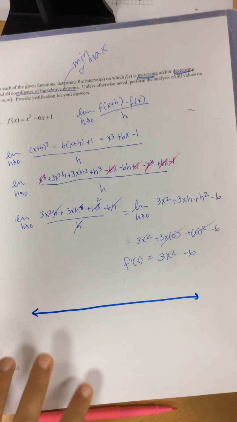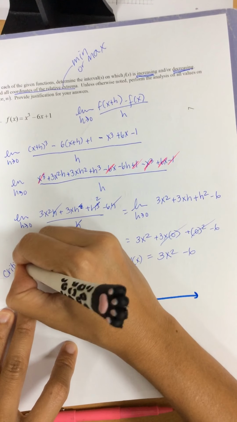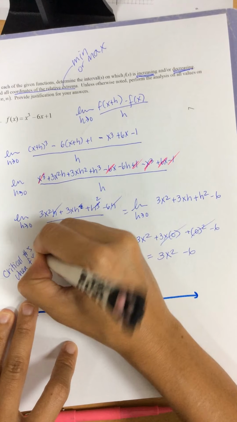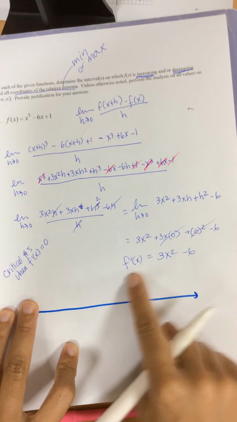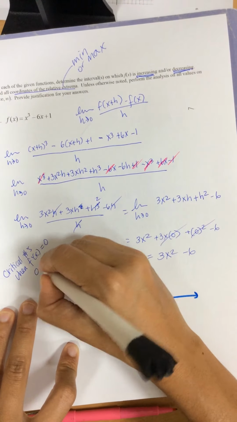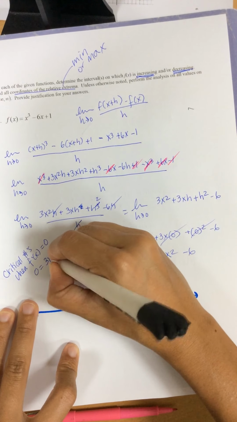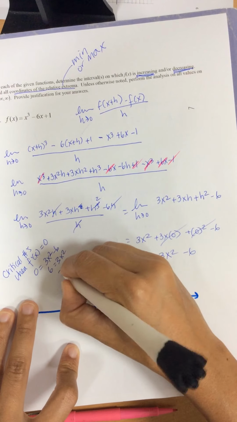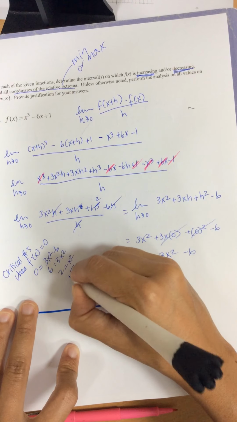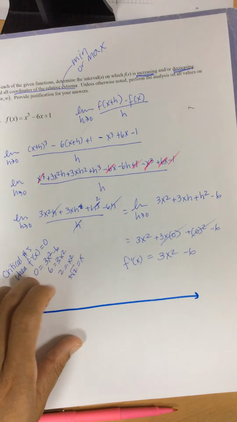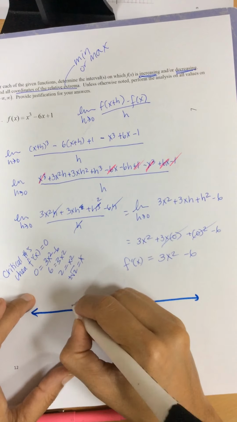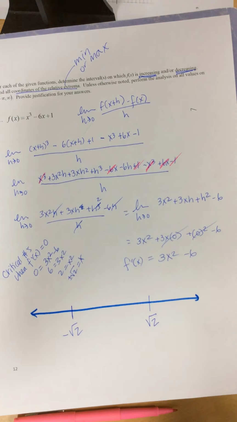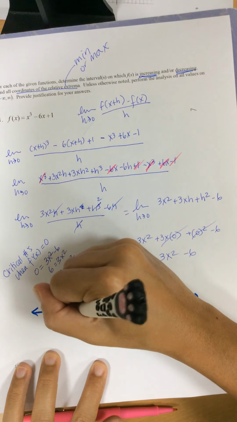So we need to find those critical numbers. Critical numbers is when f prime of x, or the slope, is 0. So let's figure out when the slope is 0. Let's substitute in. 0 equals 3x squared minus 6. Where is that true? 6 equals 3x squared, 2 equals x squared, positive or negative root 2 equals x. So the critical numbers are at negative root 2 and positive root 2. Those are where the slope is 0, and I'm putting them here.